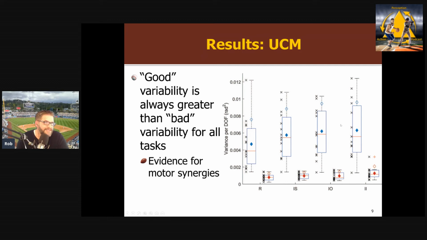And overall, you can see that the variability along the manifold, the good variability, is higher in all conditions than the bad variability. And it's about the same for all the tasks, which suggests that people are coordinating degrees of freedom in this task by developing motor synergies, right? Because to have variability along the manifold, good variability, you have synergies between the different joint angles. So that's the first thing. So this supports kind of Kay's first step. In solving the problem, the first thing you do is you develop synergies.